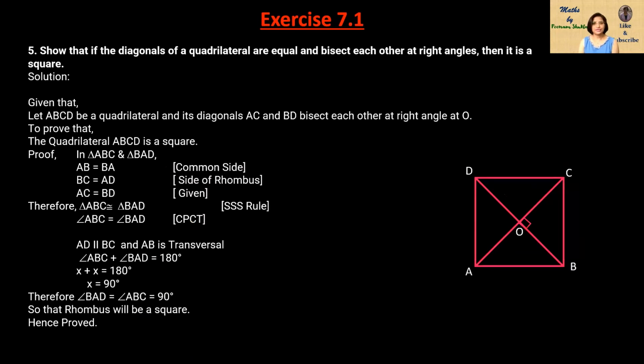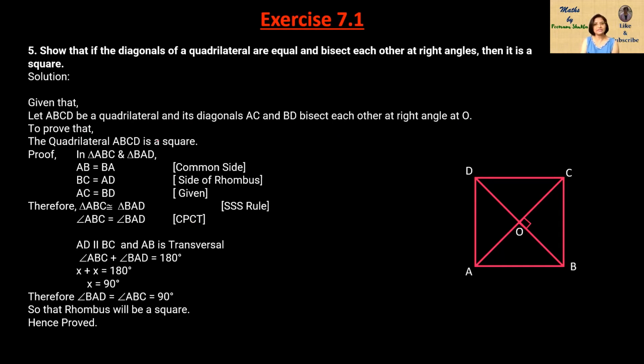Now we will come to question 5. It says, show that if diagonals of a quadrilateral are equal and bisect each other at right angles, then it is a square. Now we have to prove this is a square. In the previous question, it was given that this is a square, so we proved these two properties of it. And here the properties are given and we have to prove that this is a square. So given, ABCD is a quadrilateral and its diagonals AC and BD bisect each other at 90 degrees, or right angle at O.